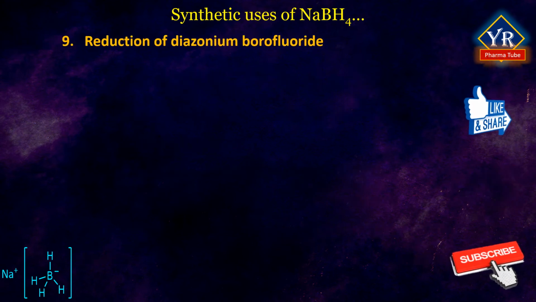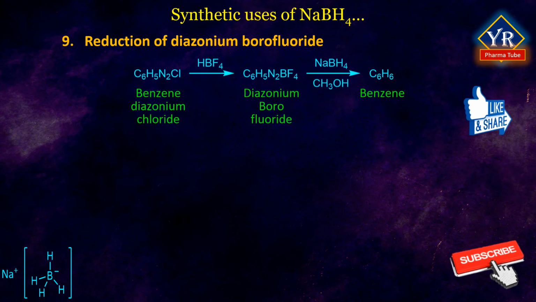Number 9. Reduction of diazonium borofluoride. Diazonium borofluoride, which is obtained from benzene diazonium chloride, can be reduced with sodium borohydride in dimethyl formamide or alcohol to a hydrocarbon, that is benzene.